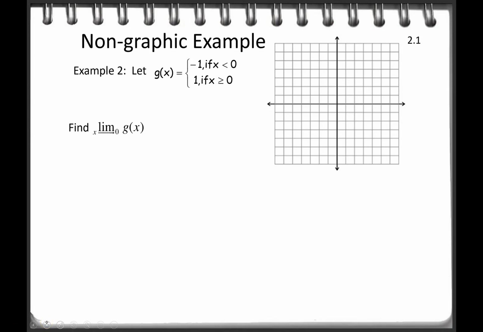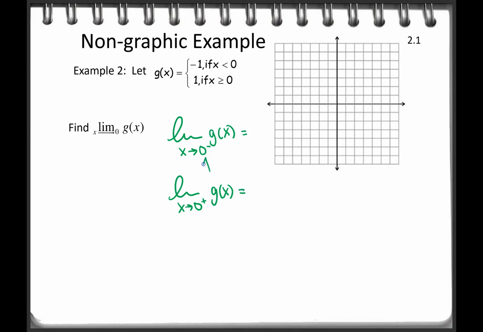Okay, let's do a non-graphic example. Let g of x equal -1 if x is less than 0, and let g of x be equal to 1 if x is greater than or equal to 0. I'm actually going to tackle this problem without drawing the graph. I hope that doesn't freak you out. And then we'll graph it to make sure that we got the answer right. So let's do the limit as x approaches 0 from the left of g of x. And let's do the limit as x approaches 0 from the right. It doesn't matter if you do the left or the right first, whatever one you prefer.